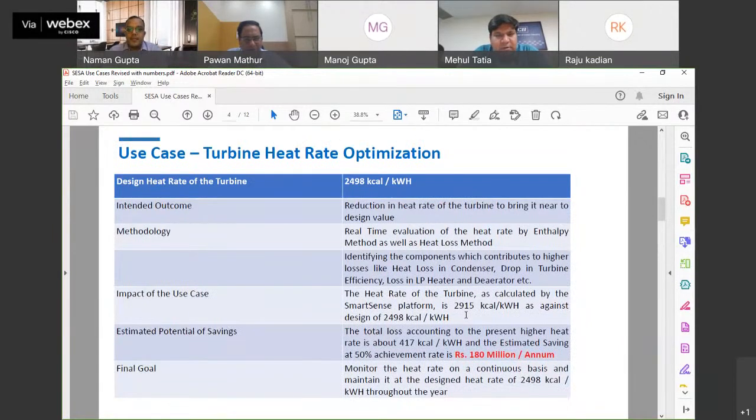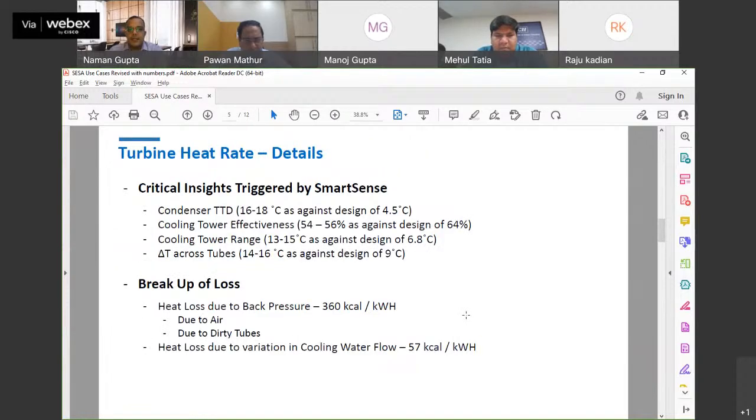And in the turbine heat rate optimization, basically we reduced the heat rate from 2915 kilocalorie per kWh to 2498 kilocalorie per kWh, and the estimated potential saving was around 180 million per annum. And the basic critical insights we delivered was from the condenser and the cooling tower, the back pressure was not very well, and the cooling towers were not working efficiently.